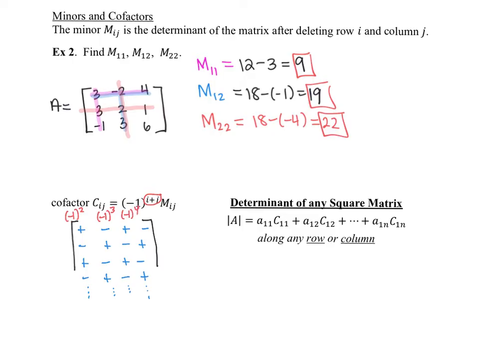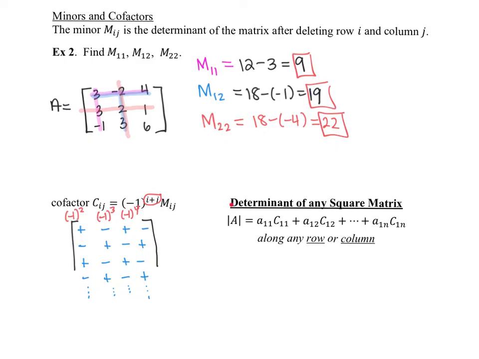So 1 plus 3 is 4, goes back to even, which is why they keep alternating, because it's just based on the sum of their row and column. Okay, now why do we care about the cofactor? Because the cofactor only changes the sign of the minor.